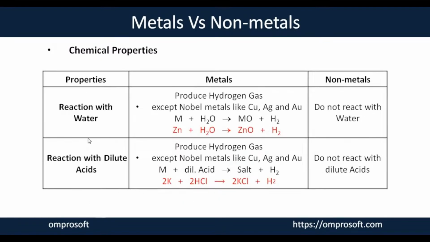Now the other property: reaction with water. When metals react with water, they always produce hydrogen gas. Metal plus water forms metal oxide, and hydrogen gas is liberated during this reaction. Some noble metals like copper, silver, and gold do not take part in this reaction because they are stable in nature. They are noble metals, so they are less reactive as compared to other metals.